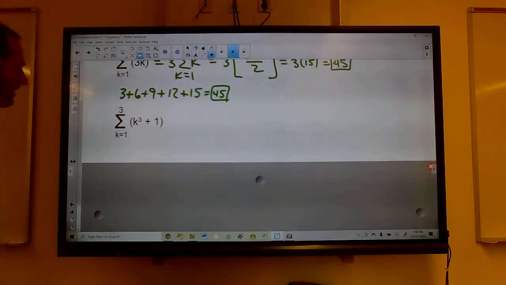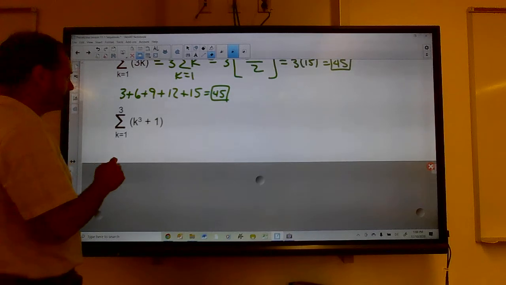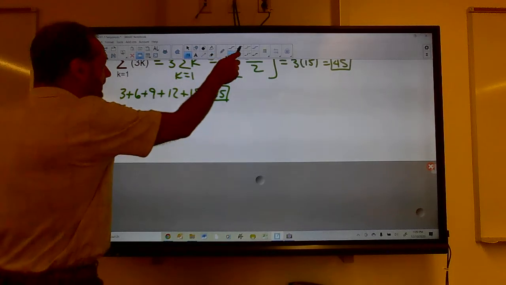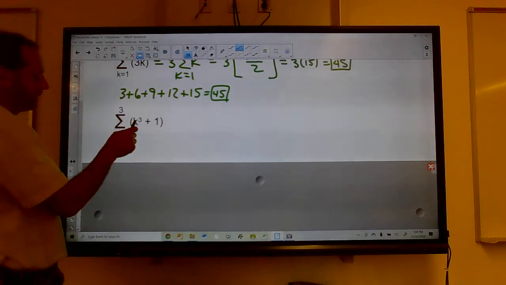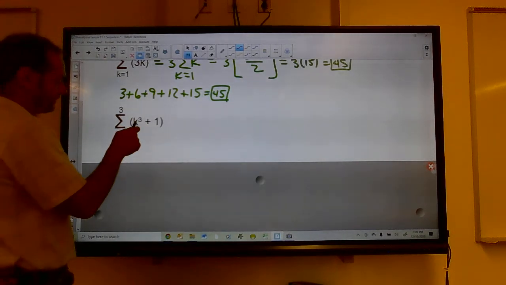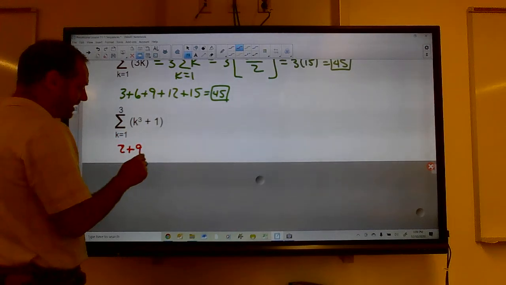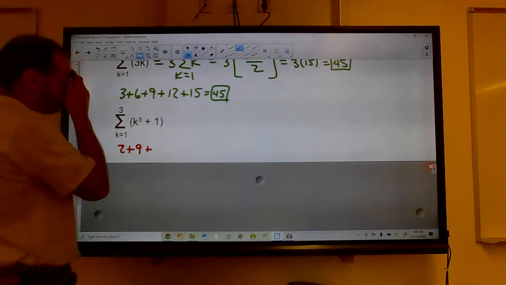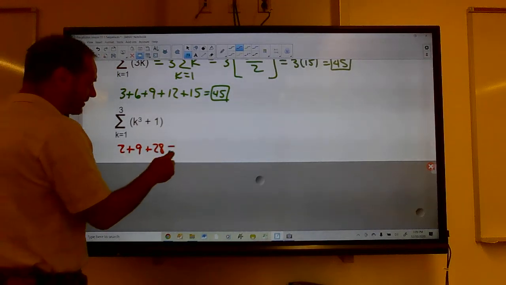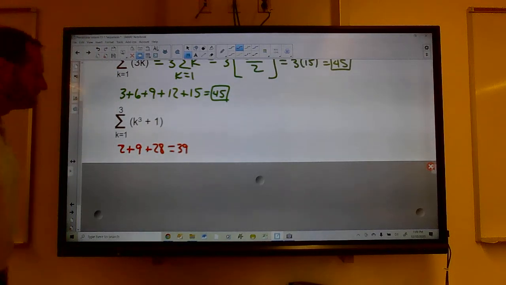Okay, find the sum from k equals 1 to 3 of the k cubed plus 1s. All right, so again, I could plug these numbers in. There's only 3 of them. I can do that. The first one would be 1 cubed would be 1 plus 1 would be 2. The second one would be 2 cubed would be 8 plus 1 is 9. 3 cubed would be 27 plus 1 is 28. So it's 39. I should get 39 when I do this.